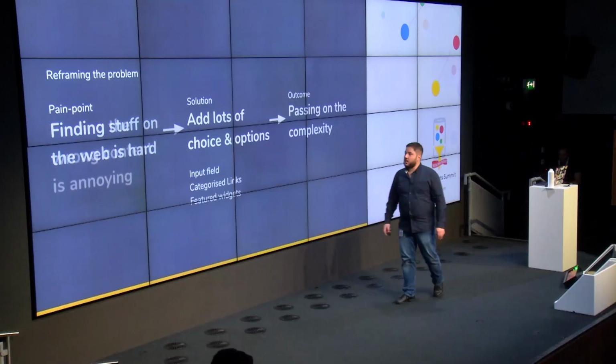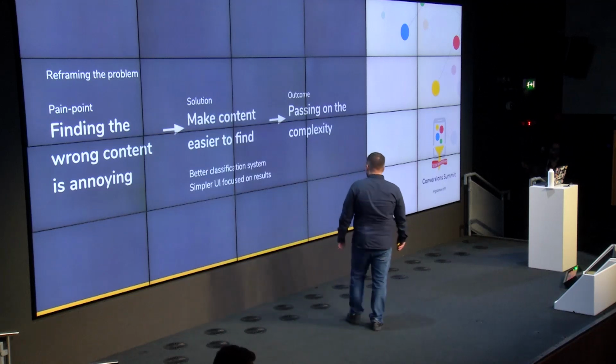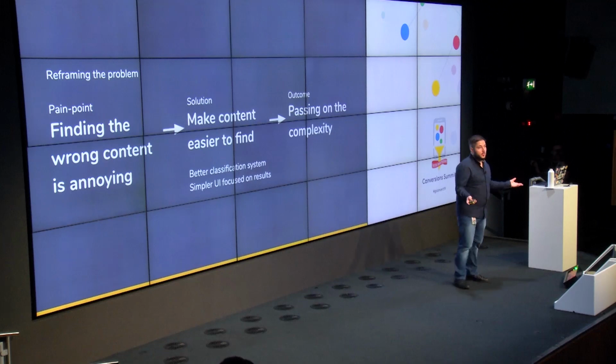So again, it's reframing the problem. Finding the wrong content is annoying. So what do you do? Come up with a better classification system. Our founders were PhD students, right? And in the world of science and academia, the way you can tell a good science paper is citations. The more citations, generally speaking, the better the paper.